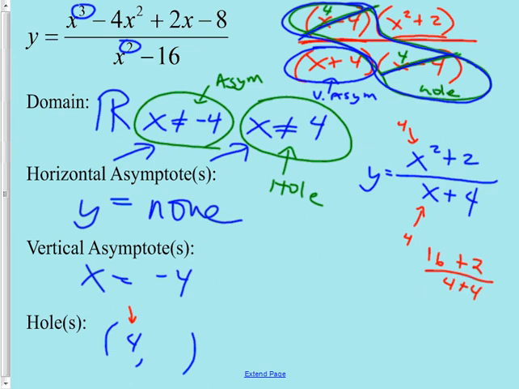16 plus 2 is 18 over 8. And that's the other part of the hole. I would say that that is the hardest part right there, just because it's the hardest part to remember. All I did was stick 4 into the function. That's all I did. If I stuck 4 into the original function, it would have crashed. That's the point of a hole. So you can't stick it into the original function. If I stuck 4 into this, it would crash because of the denominator. It would make a 16 minus 16, which makes 0. But the point of a hole is it crashes. We want to know where the hole would be. So we put the 4 into this function.